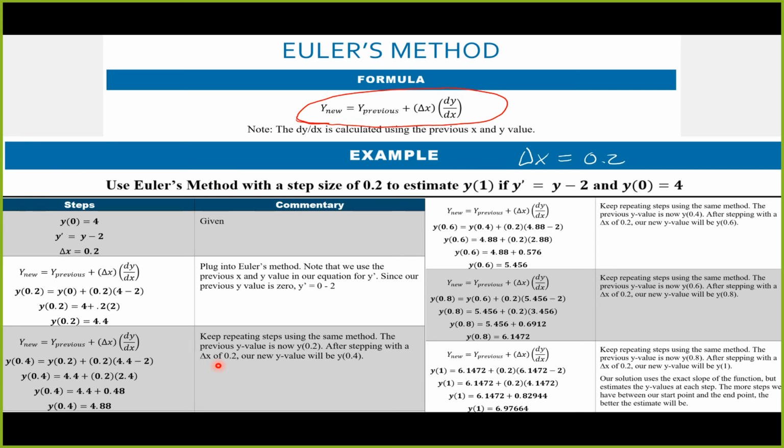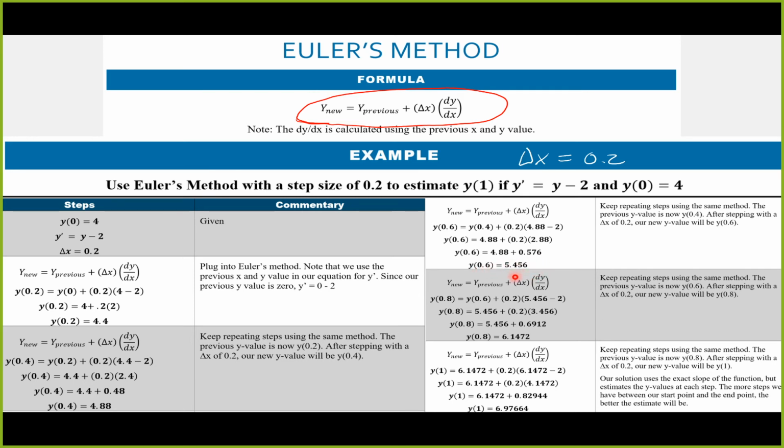Okay, the method for the rest of this is the same, so it's just a lot more repetition. I'm going to take my previous y value of 4.88 and add our change in x times our slope. Our slope, again, is based on our previous y value. When I plug into this y minus 2, my previous y value is 4.88, so that's 4.88 minus 2 is 2.88. 2.88 times 0.2 is 0.576. If I add that to the 4.88, I get 5.456 when x is 0.6.